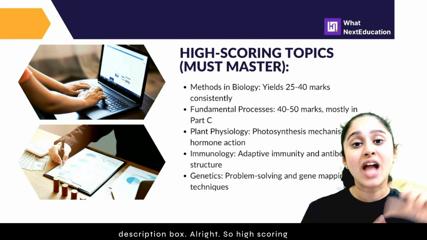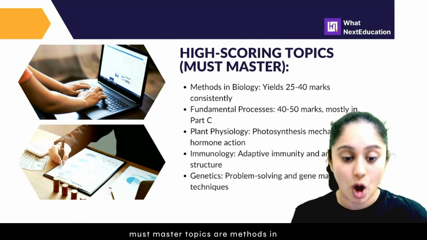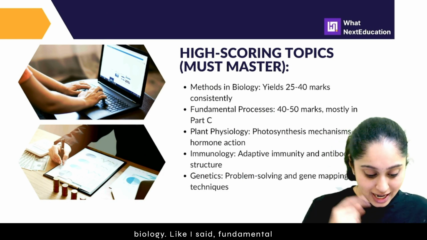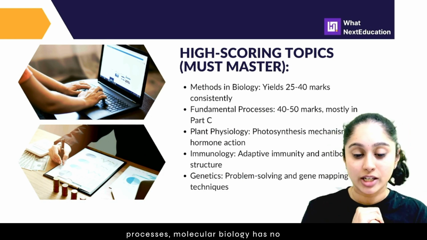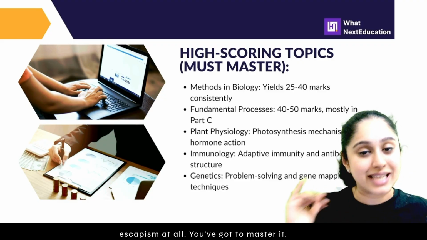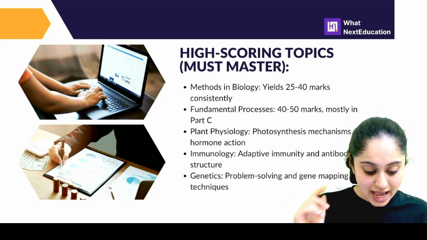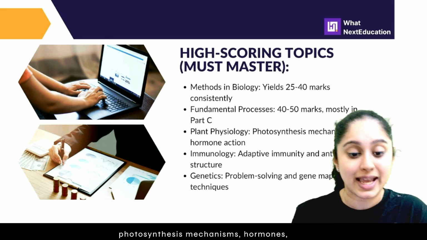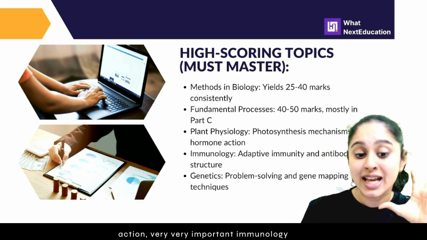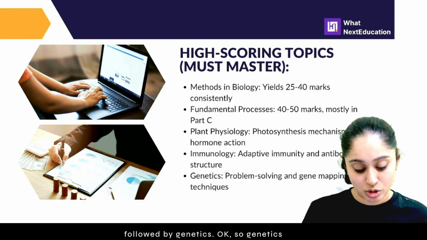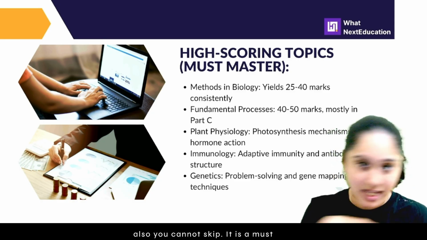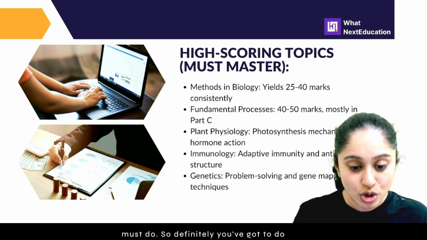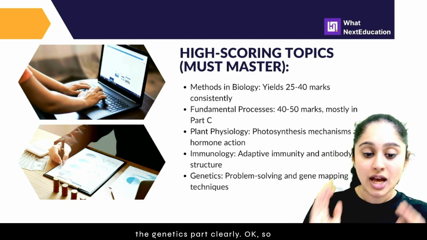Alright, so high scoring must-master topics are methods in biology. Like I said, fundamental processes, molecular biology has no escapism at all. You've got to master it. Then followed by plant physiology, photosynthesis mechanisms, hormone action, very, very important. Immunology followed by genetics. Okay, so genetics also you cannot skip. It is a must do. So definitely you've got to do the genetics part clearly.